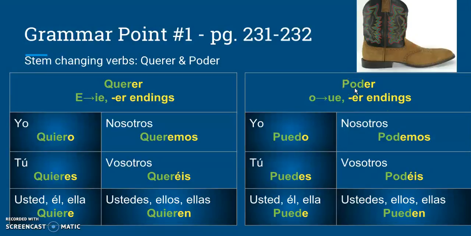All right, now let's look at poder. This O is the stem change. It's going to change to ue. And then we have the ER endings that you guys are familiar with. So yo puedo, tú puedes, usted, él, ella puede, nosotros podemos, and notice it doesn't change here. Vosotros podéis, ustedes, ellos, ellas pueden. Okay?